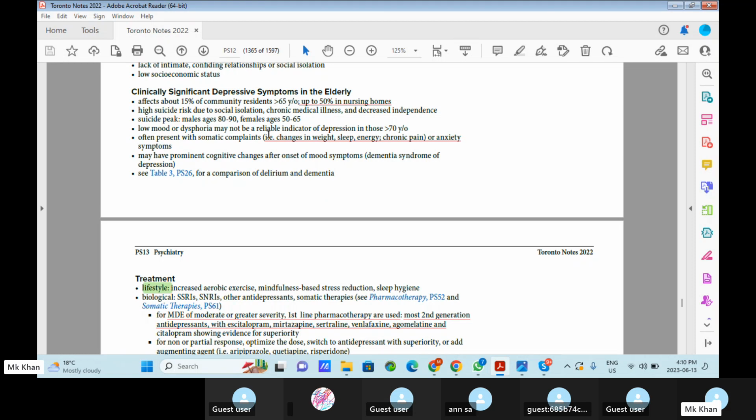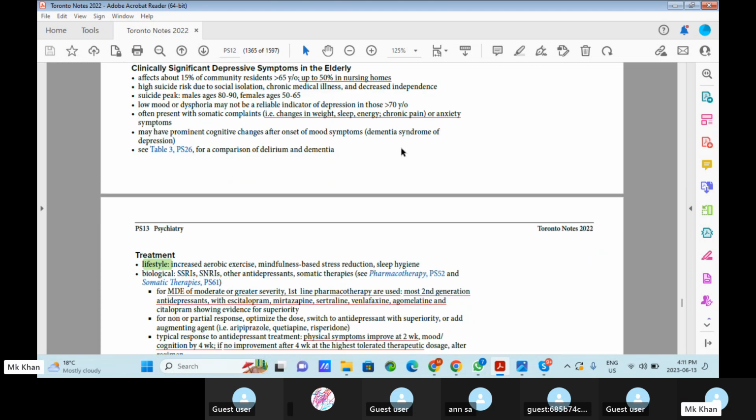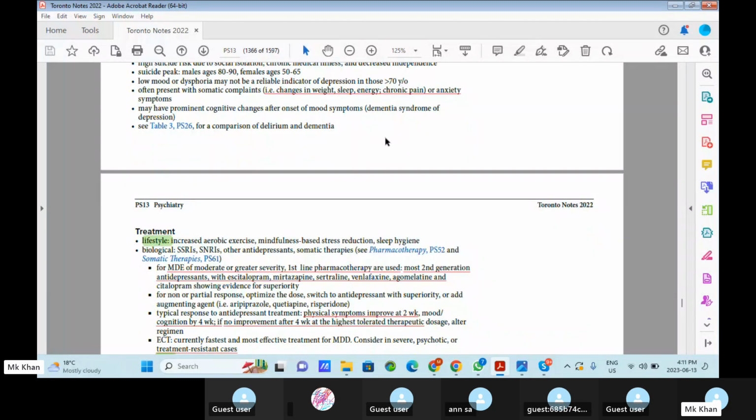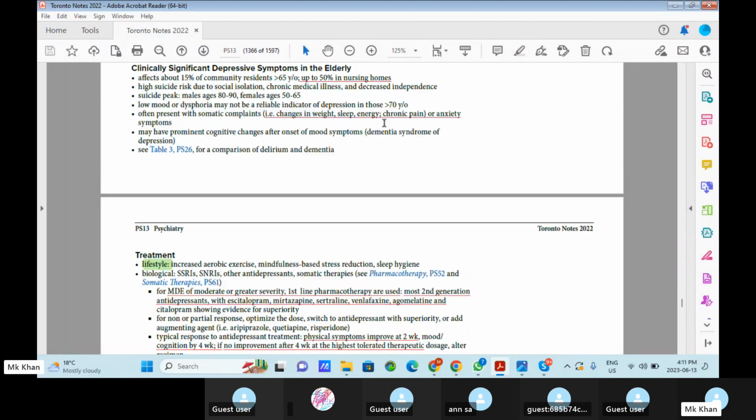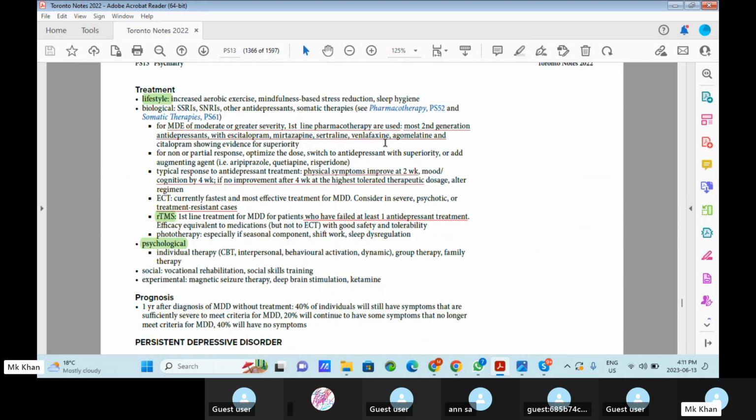Low mood or dysphoria may be a reliable indicator of depression in those more than 70 years, and they often present with somatic complaints, change in weight, sleep. So all these can be present, and there may be prominent cognitive changes after onset of mood symptoms, the dementia syndrome of depression. So in the elderly, with depression, all the other stuff can be present. So this is important to rule out.